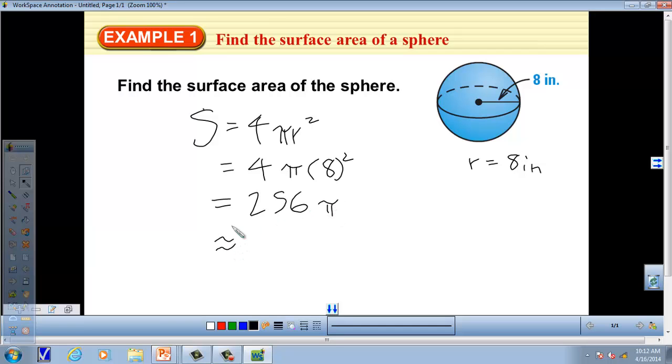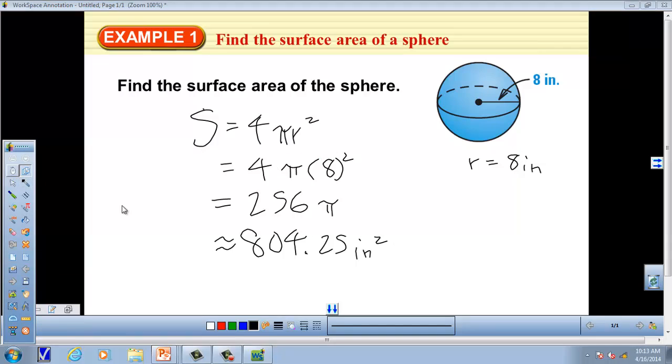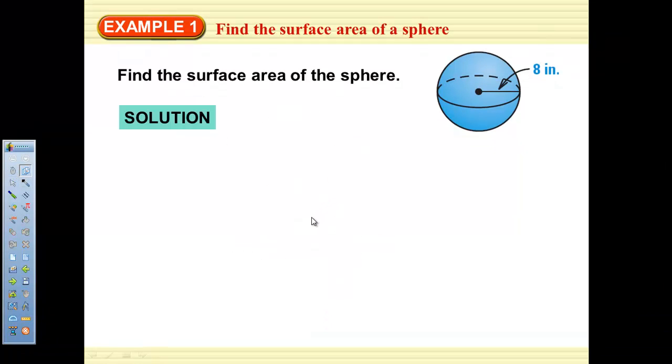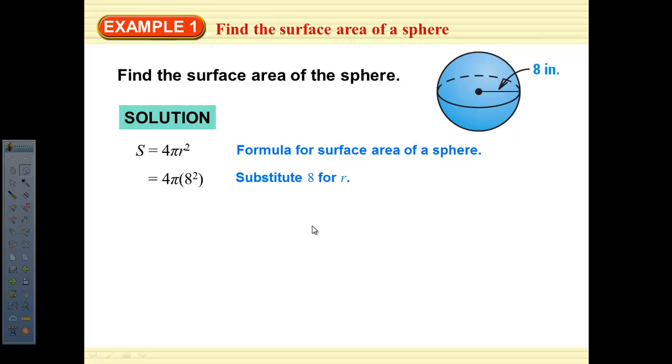And now we want to calculate that, so we would say times pi. And to the nearest hundredth, 2 decimal places, we get 804.25, and this would be square inches. Okay? Easy as that. Very easy formula. You can put that on your graphic organizer. Again, our formula is here. We plug in 8 for r. Simplify, we get 256 pi, or approximately 804.25.